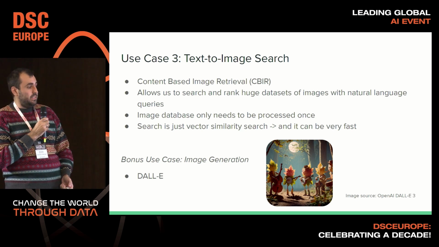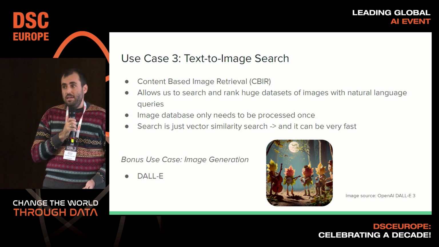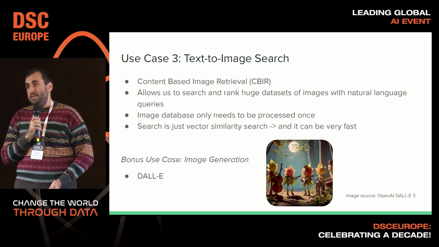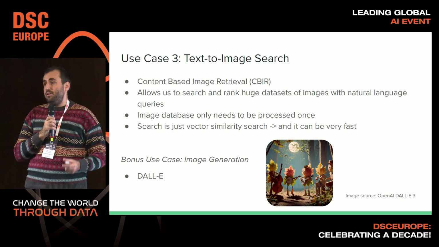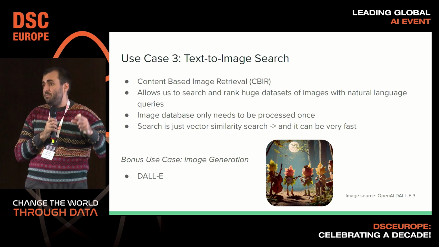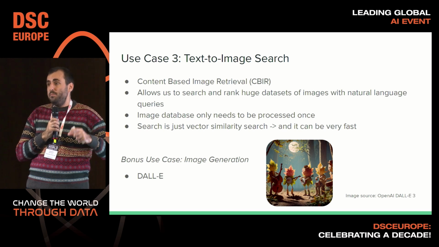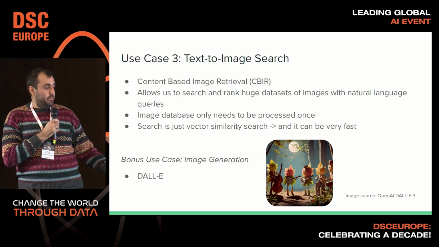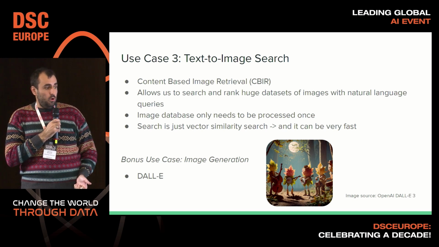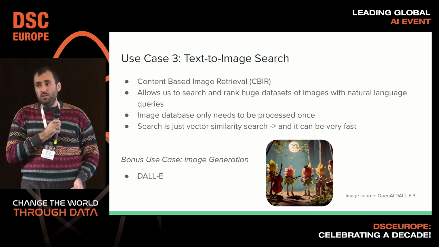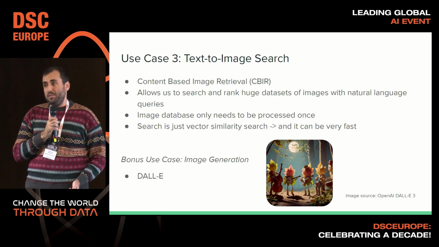Another bonus use case is image generation. We can use the CLIP architecture to specify some prompt and have it generate an image which will be really similar to the prompt that we gave it. One very nice example is a model called DALL-E, which is also from OpenAI, which uses most of the CLIP architecture.